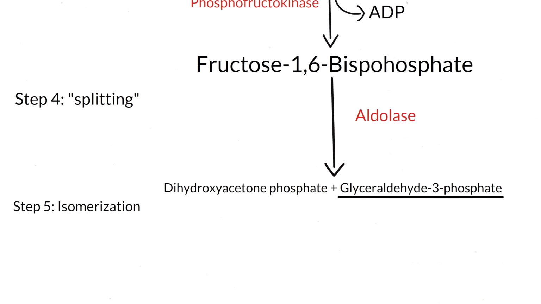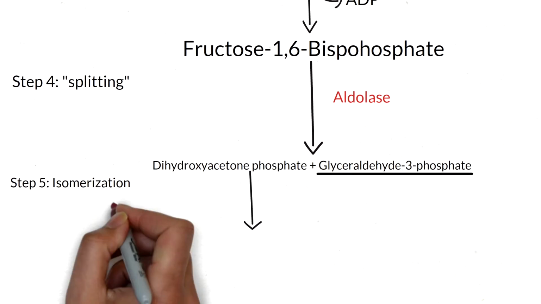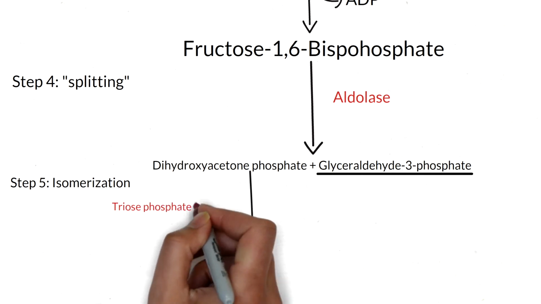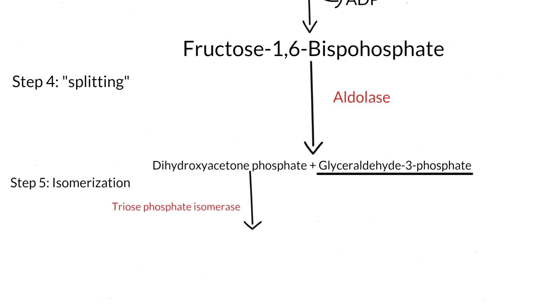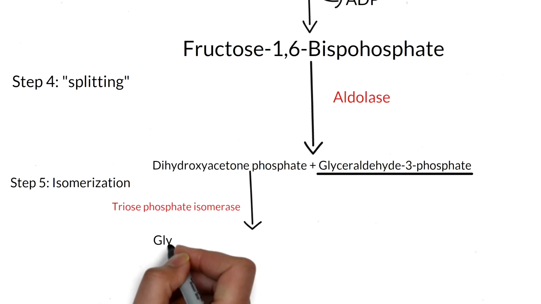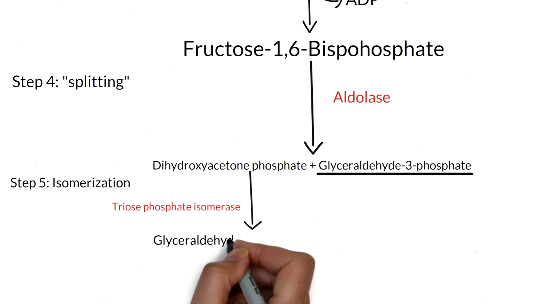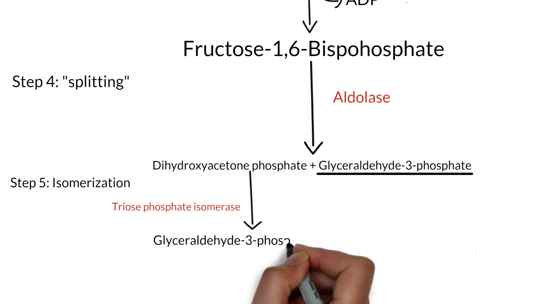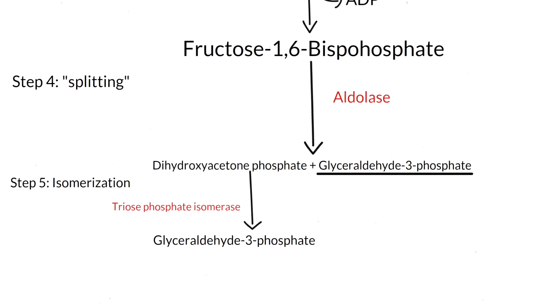This involves another isomerization step. Triose phosphate isomerase will catalyze the reaction. Triose refers to 3 as the number of carbon atoms in dihydroxyacetone phosphate, which will be converted into another 3 carbon atom molecule, again glyceraldehyde 3-phosphate. After the conversion, it is now understandable that we are dealing with 2 molecules of glyceraldehyde 3-phosphate, continuing the steps of glycolysis.